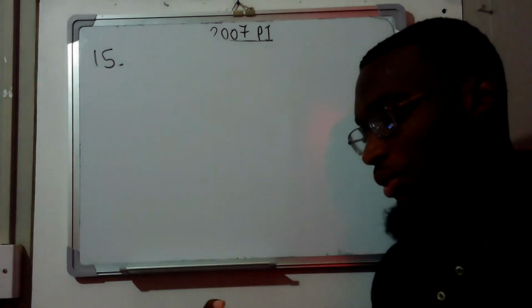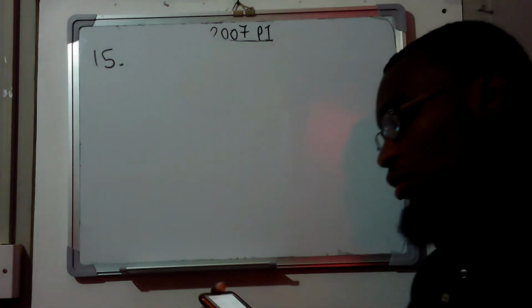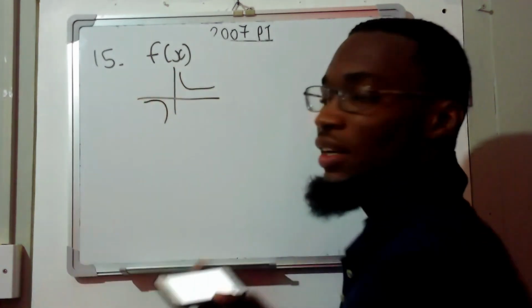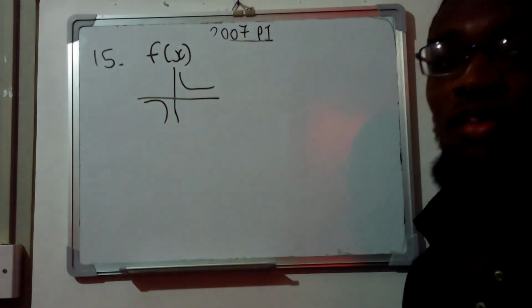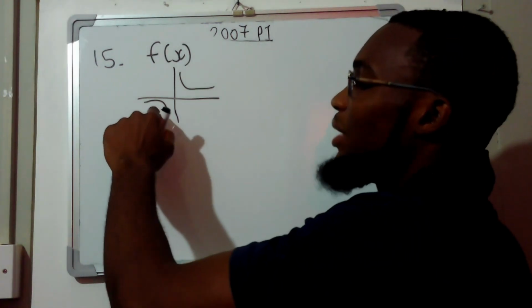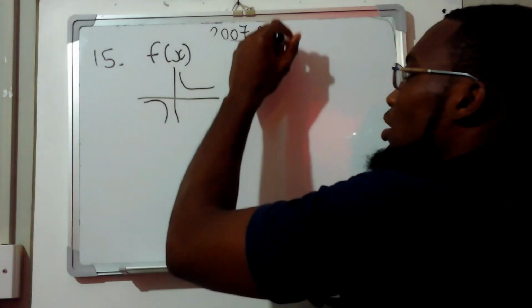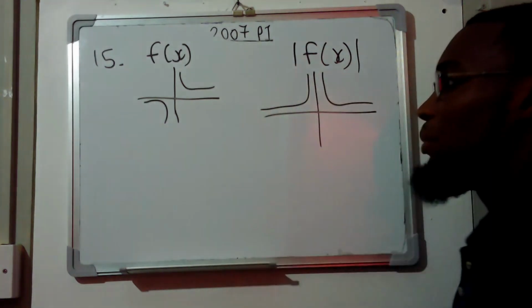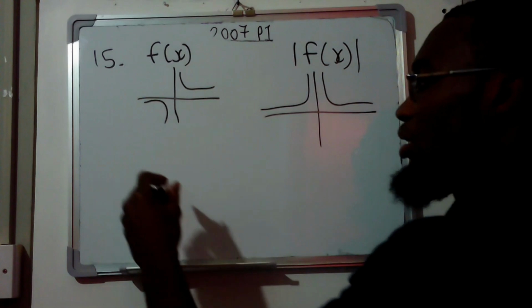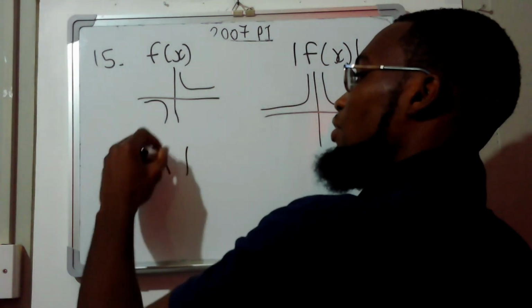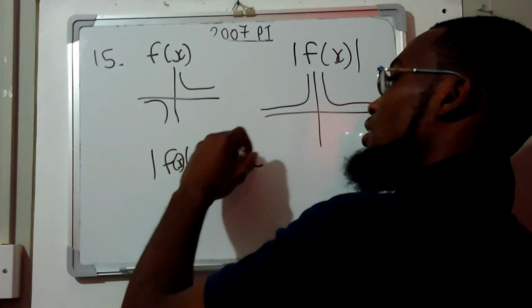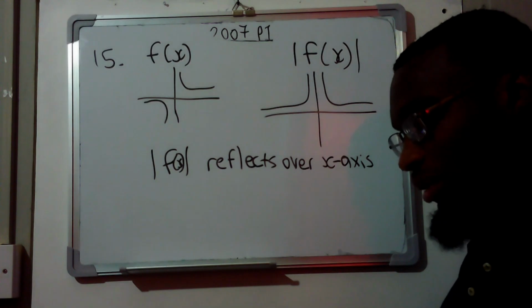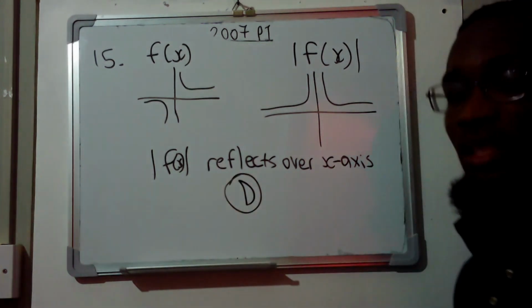Question 15 says the sketch below shows a function, and they want us to sketch the modulus. They give us that this is f of x, which is a rational function. If we want the modulus, we know that the modulus reflects whatever is below the x-axis to above it. So the mod of f of x is going to be whatever is below the x-axis coming up here. That will be the modulus function. Remember, the modulus of a function f of x reflects over the x-axis. So that is option D.